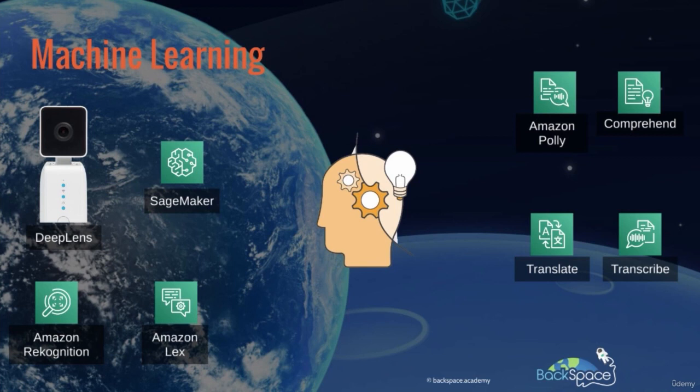Okay, so let's have a look at using one of these machine learning services, Amazon Rekognition, for analyzing some image and video.